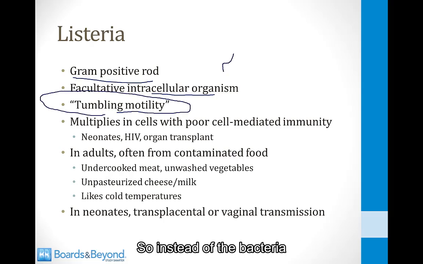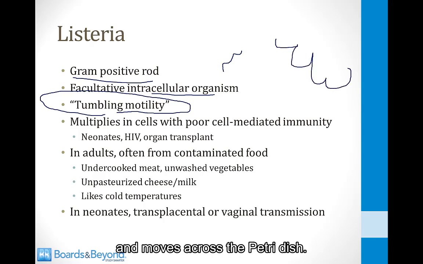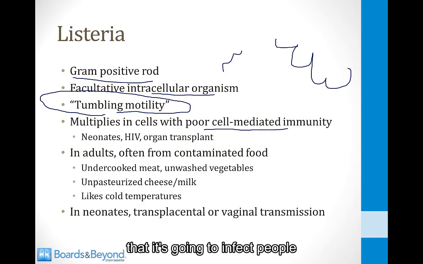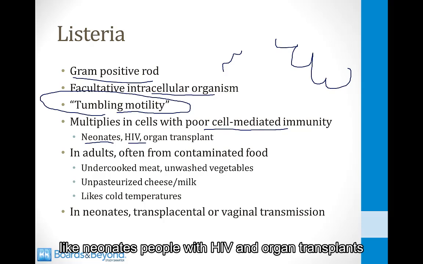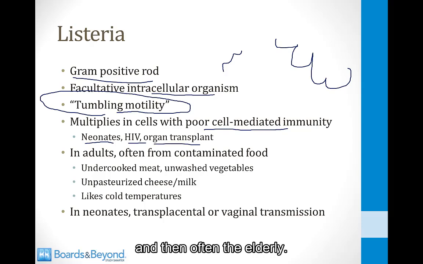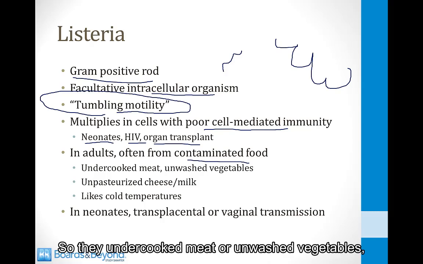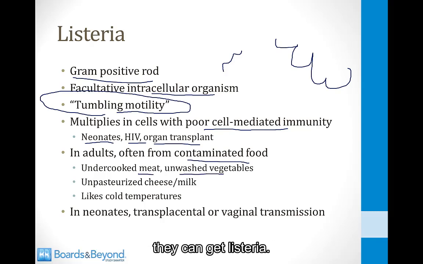So instead of the bacteria sort of swimming around like this, it tumbles from side to side and moves across the petri dish. It multiplies in cells when people have poor cell-mediated immunity, so that's how you can remember that it's going to infect people like neonates, people with HIV and organ transplants, and then often the elderly. In adults, they usually get this from contaminated food, so they eat undercooked meat or unwashed vegetables, they can get listeria.